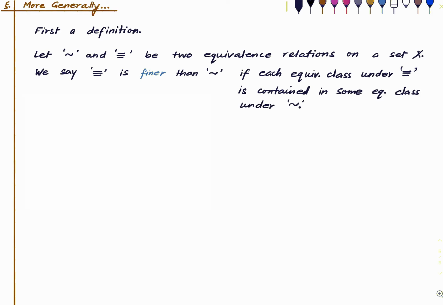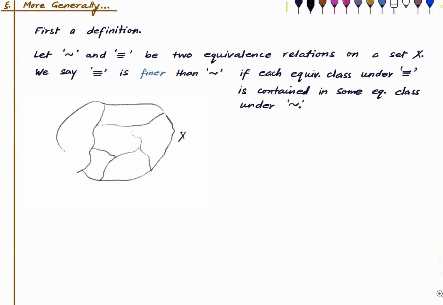So this is not saying anything very complicated. You have some set X and there is some equivalence relation tilde, so it partitions the set X into some parts. And now you have another equivalence relation, congruent. What it does is partition it into finer parts, meaning each equivalence class under tilde is now getting partitioned by the congruent relation. So that's why congruent is called finer. It is giving you more fine information about the set X.